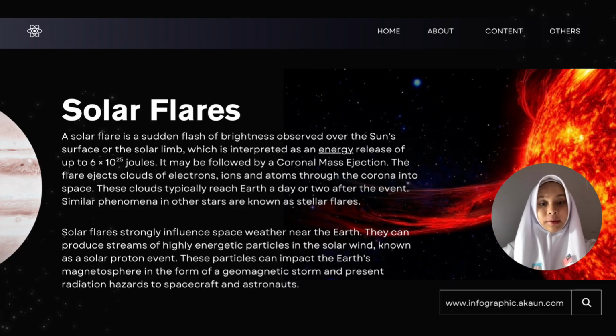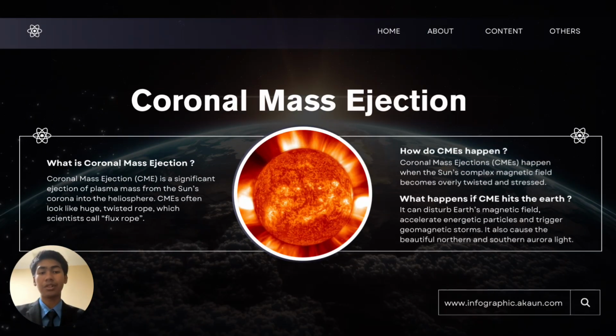These clouds typically reach Earth a day or two after the event. Similar phenomena in other stars are known as stellar flares. Other than that, solar flares strongly influence space weather near the Earth. They can produce streams of highly energetic particles in the solar wind, known as a solar proton event. These particles can impact the Earth's magnetosphere in the form of a geomagnetic storm and present a radiation hazard to spacecraft and astronauts.